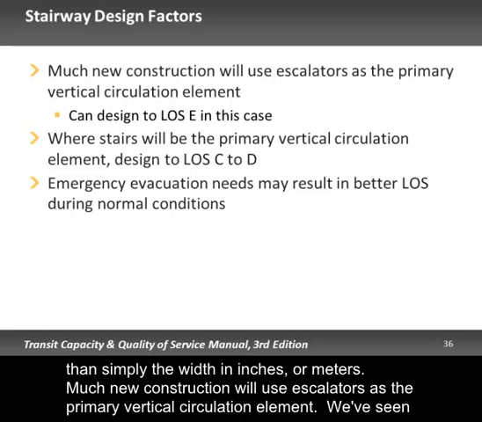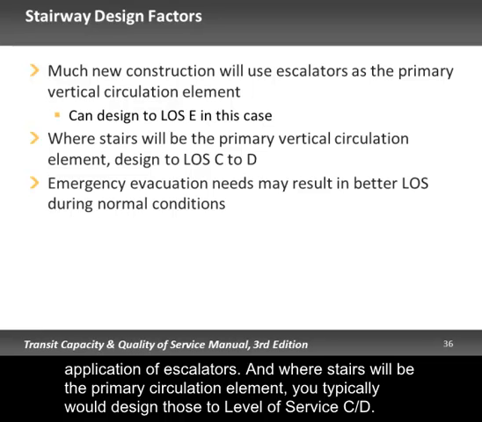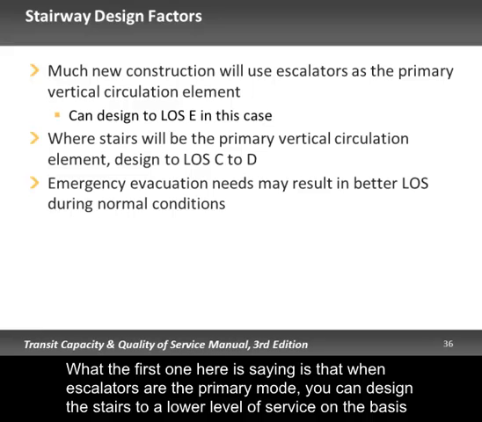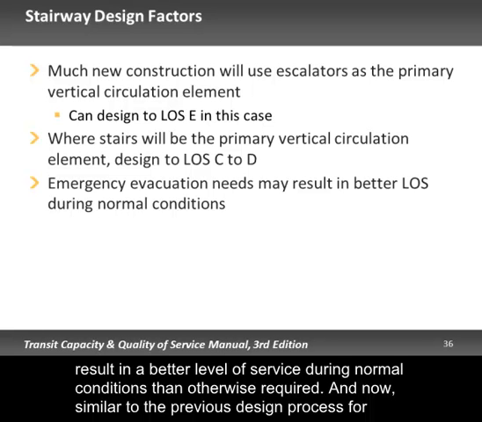Much new construction will use escalators as the primary vertical circulation element. We've seen this in a lot of new stations where there are an increasing number of escalators. On the other hand, cost considerations often restrict the application of escalators. Where stairs will be the primary circulation element, you typically would design those to level of service C/D. What the first one here is saying is that when escalators are the primary mode, you can design the stairs to a lower level of service on the basis they're not typically going to be used. They're really a fallback to the escalators. But in any case, emergency evacuation needs may result in a better level of service during normal conditions than otherwise required.